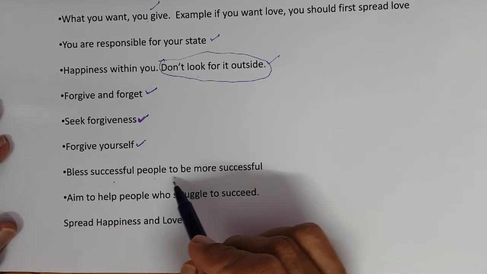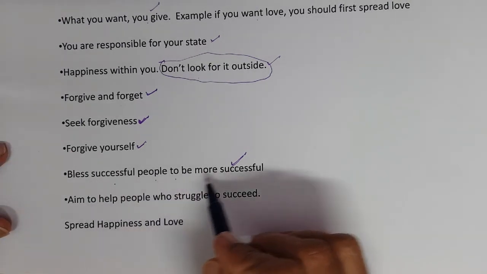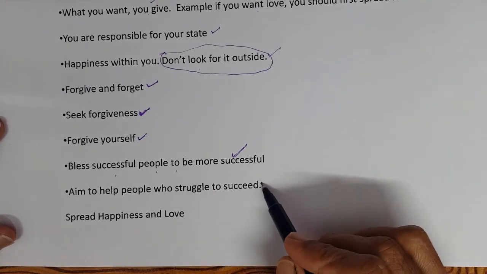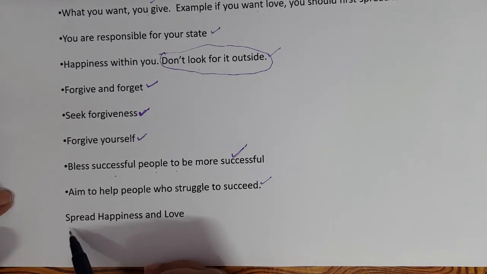Bless successful people to be more successful. If you see successful people around, heart to heart, bless them to be more successful. Be happy to see others successful. That energy itself makes you successful. Be genuinely happy, not for happiness' sake, genuinely happy. Practice it. If you practice it, you will definitely be genuinely happy with the other's success. That is very, very important. Please bless successful people to be more successful. Aim to help people who struggle to succeed. These are the points which spread happiness and love.